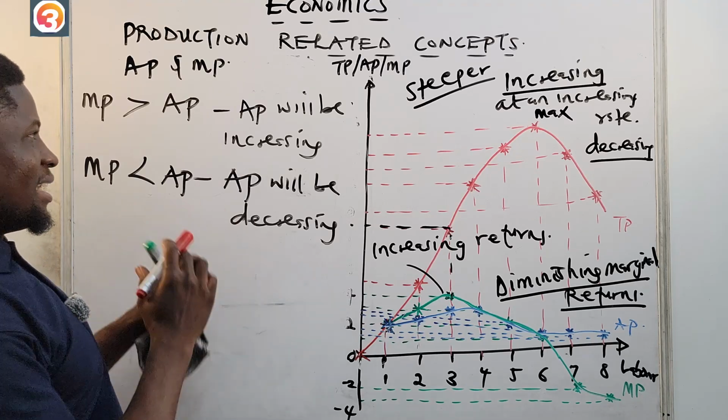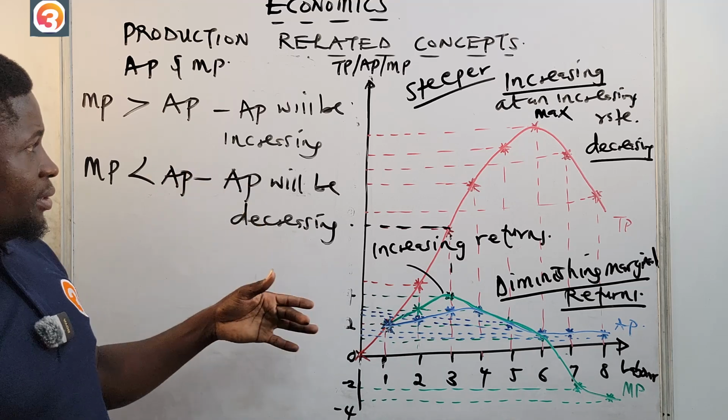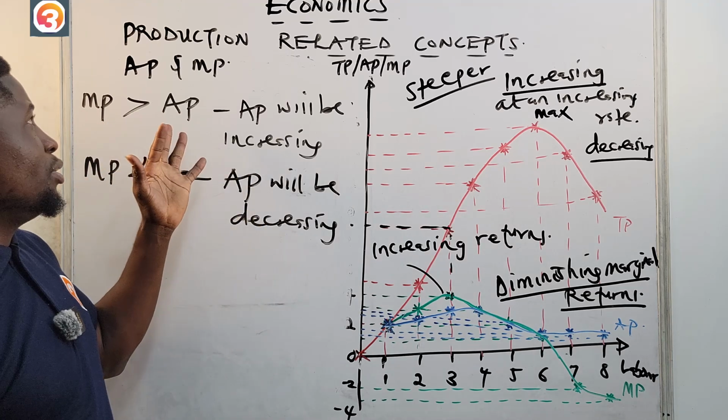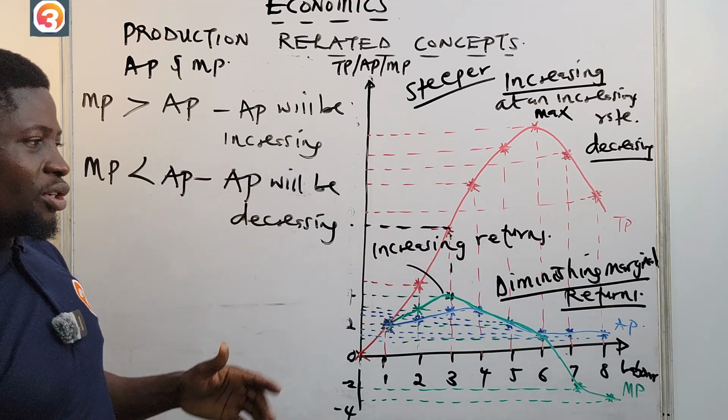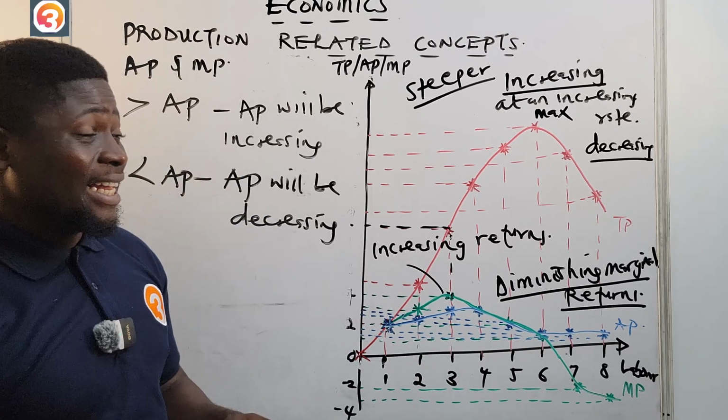So please understand the relationship between total product and the marginal product, and of course understand the relationship between the marginal product and the average product. All of this together will help you to smash JAMB questions anyhow you like.